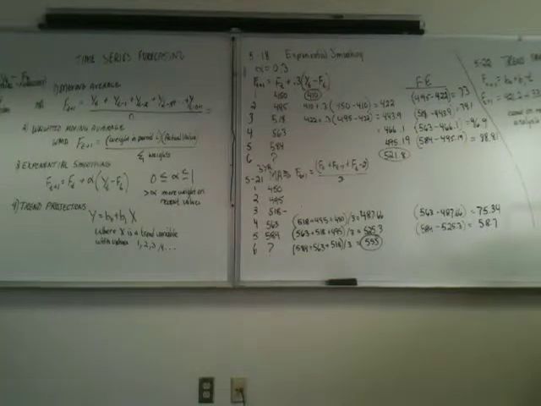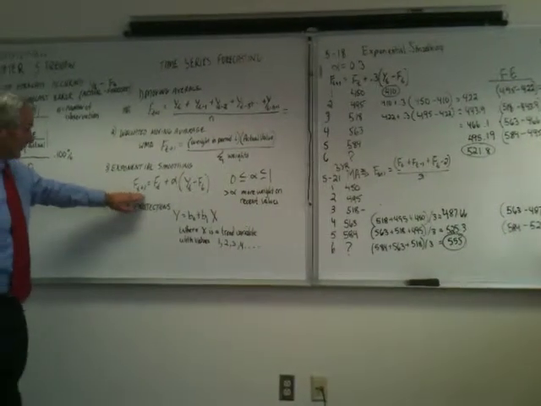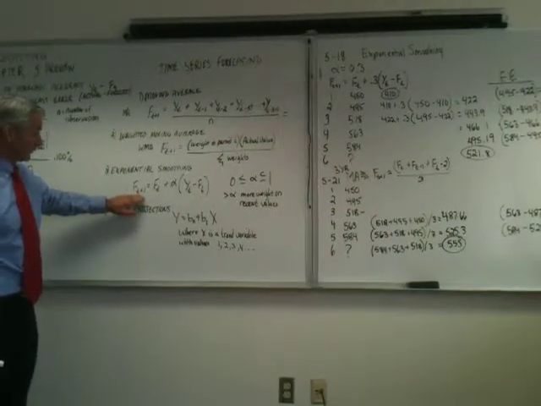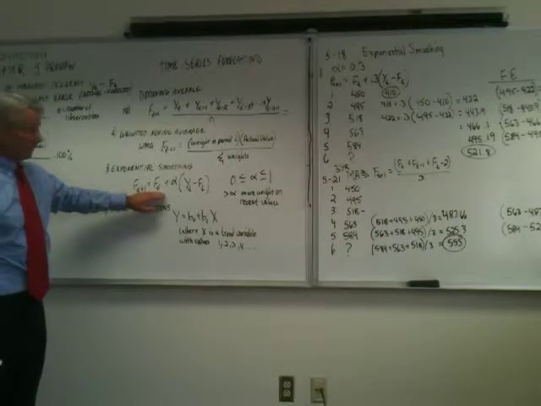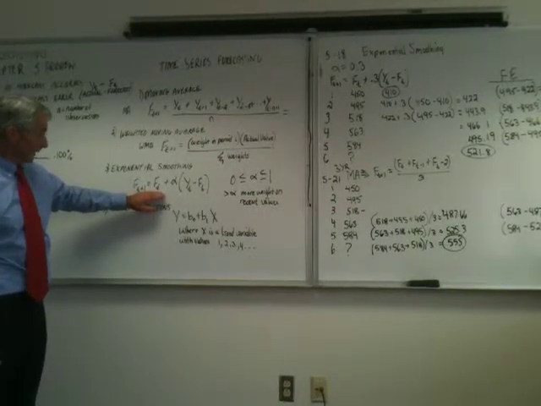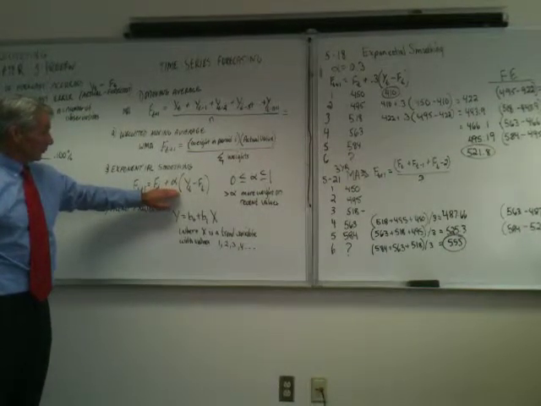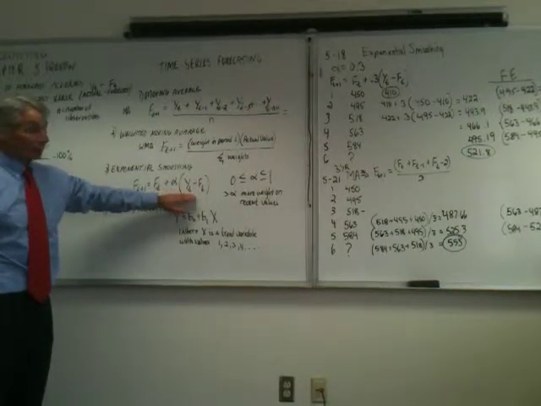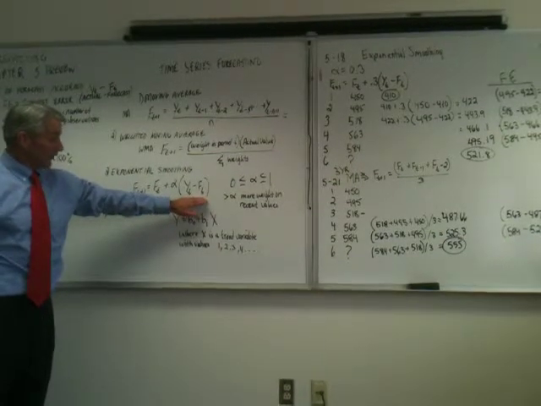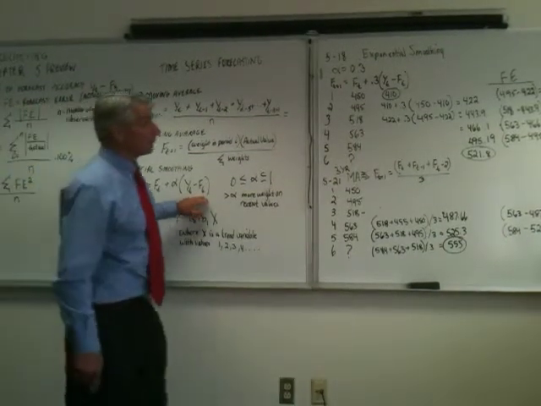If you recall, for exponential smoothing we're trying to forecast the period in front of us, and we take the previous period forecast and add alpha times the actual minus the forecasted value. Okay, so we're going to plug those numbers in.